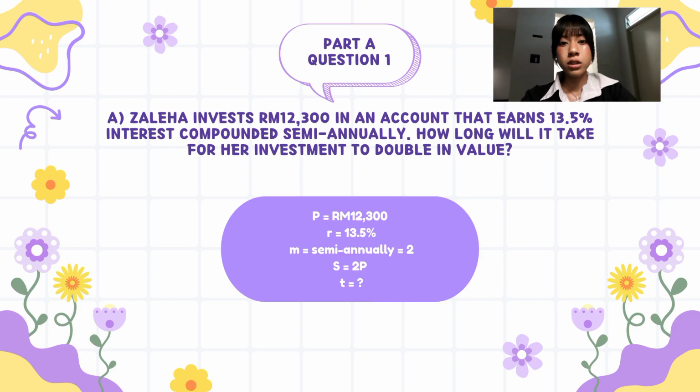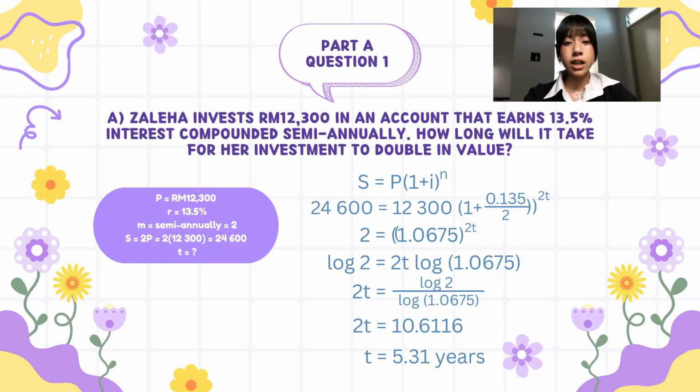And to solve this problem, we will use the formula S equals to P bracket 1 plus i bracket to the power of n. Now we can substitute all the values. So S is 24,600 ringgit equals to P, which is 12,300 ringgit, bracket 1 plus our i, which is 0.135 over 2, bracket to the power of 2t. So to simplify this equation, we will divide 24,600 ringgit with 12,300 ringgit, which equals to 2, equals to 1.0675 to the power of 2t.